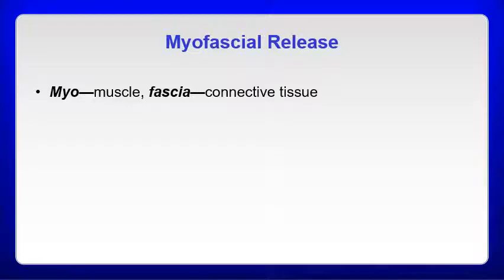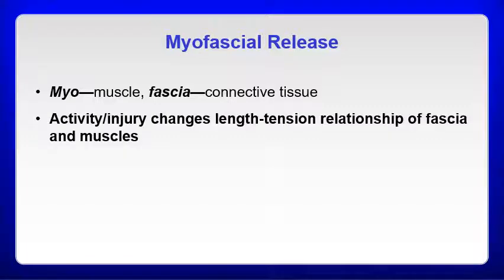Okay, so still looking at myofascial release. The name essentially comes from the two words, myo meaning muscle, fascia meaning the connective tissue. So obviously we know that the muscle has both contractile and non-contractile components, and we can manipulate a lot of the different types of soft tissue. Activity and injury changes the length-tension relationship of the fascia and muscle. So even normal activity can possibly create some of these changes, but in particular when you have individuals who have an injury, or maybe some type of postural issue, it can change the length-tension relationship of the muscles.